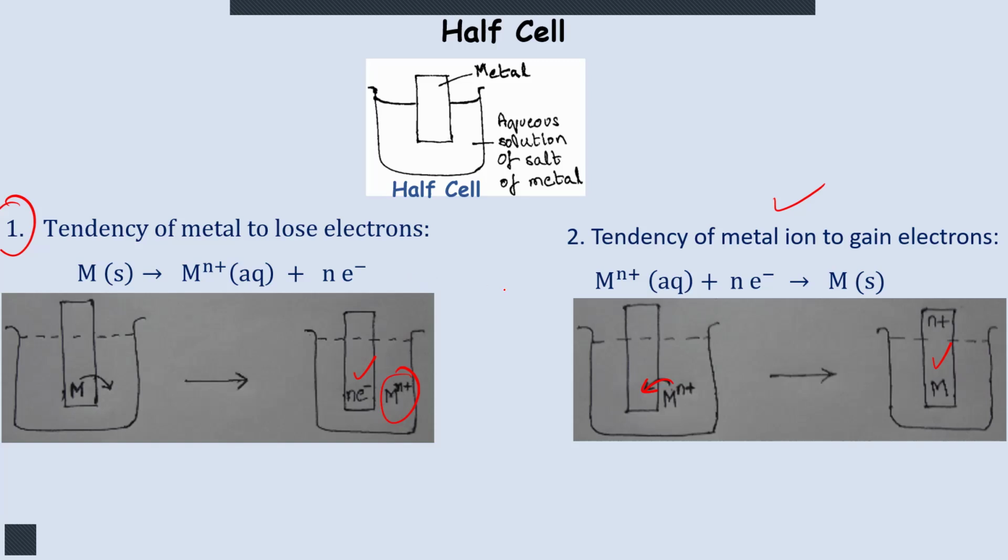So process 1 is oxidation, process 2 is reduction. If you look at the equation, we can easily see that one process is the reverse of the other. So the two processes are a pair of reversible processes, and an equilibrium will be attained between the two processes.